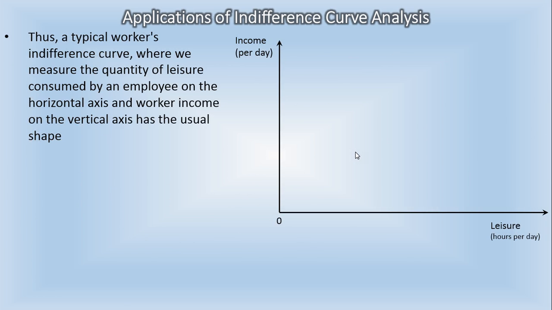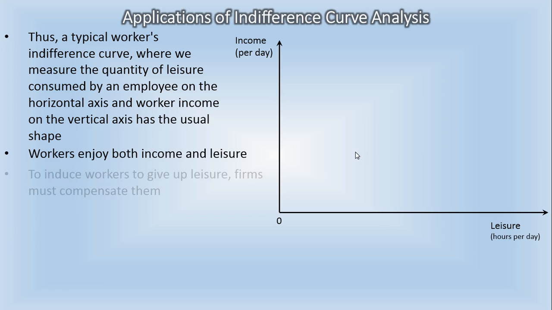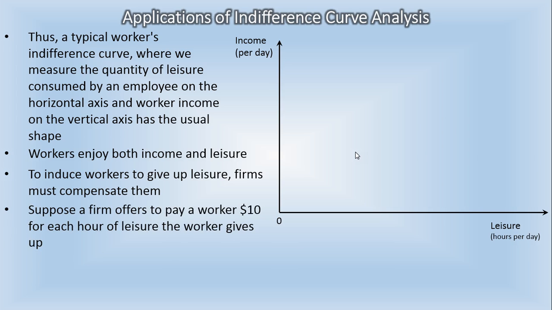So we can put income per day on the y-axis and leisure on the x-axis. A typical worker's indifference curve, where we measure the quantity of leisure consumed by an employee on the horizontal axis and the worker's income on the vertical axis, has the usual shape. Workers enjoy both income and leisure. To induce workers to give up leisure, firms must compensate them. So suppose a firm offers to pay a worker $10 for each hour of leisure the worker gives up, right?